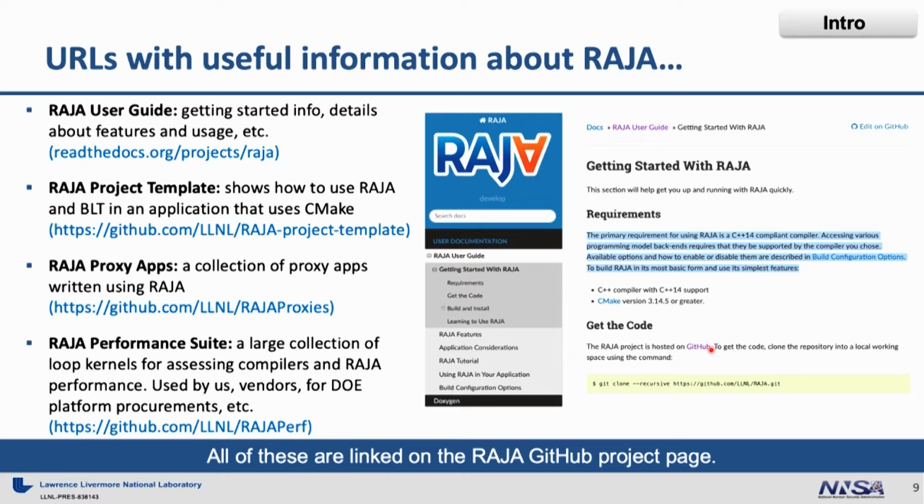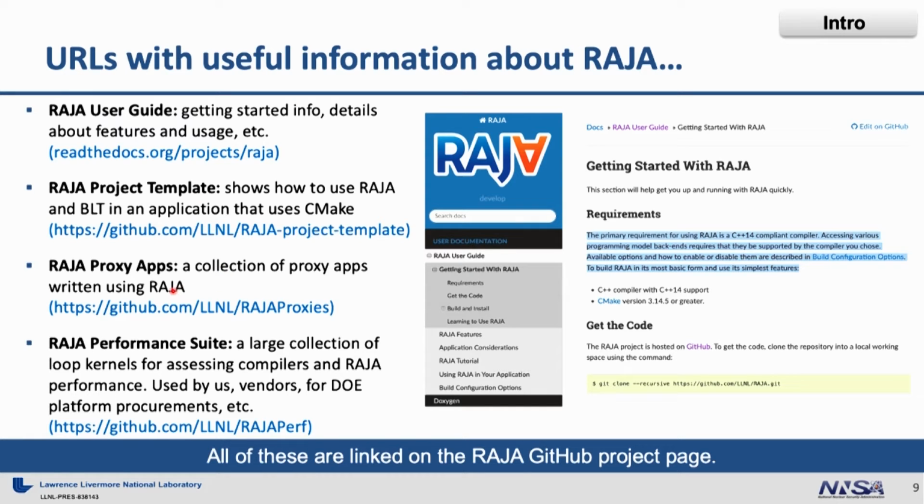We have a number of links on our GitHub webpage. You'll find the user guide there, which has most of this material and more. We have this RAJA project template repo, which is just a very small example of how to use RAJA. Most people who are getting started with RAJA tend to take a look at this, and it tells you basically how to build RAJA with all these other components as well.